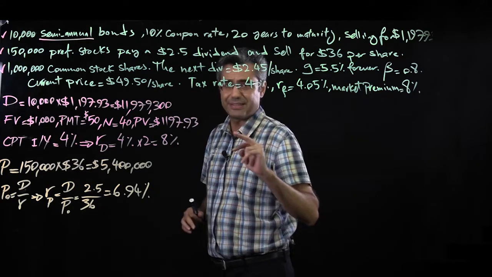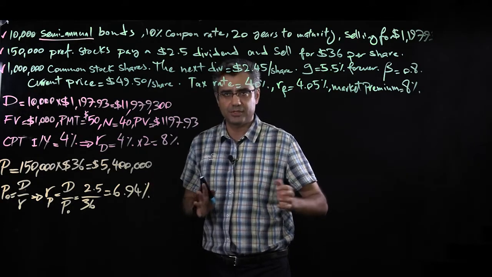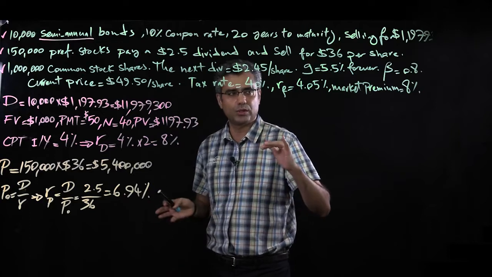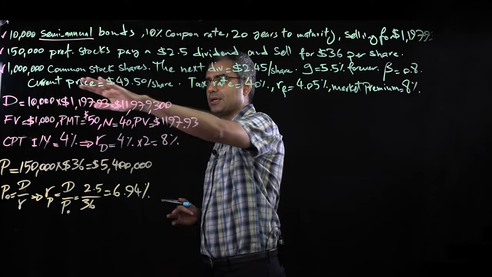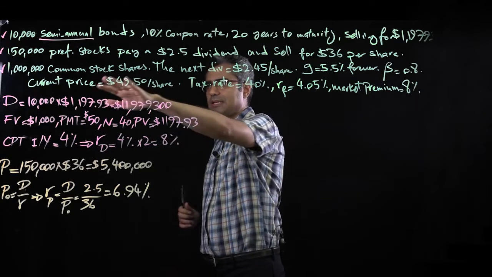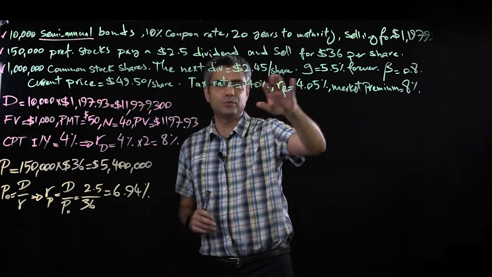Usually we use two methods, right? One was the capital asset pricing model, and the second one was the Gordon growth model. Let's see which one we can use here. 1 million shares available. The next dividend is 2.5.